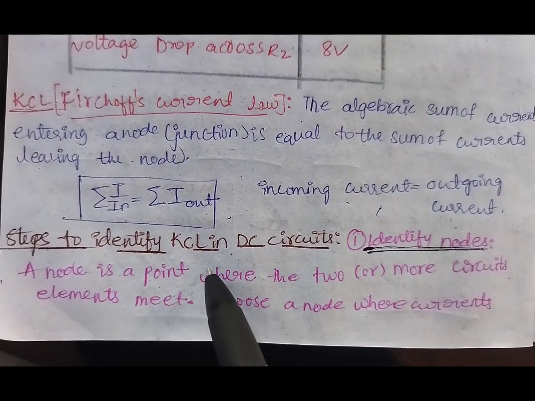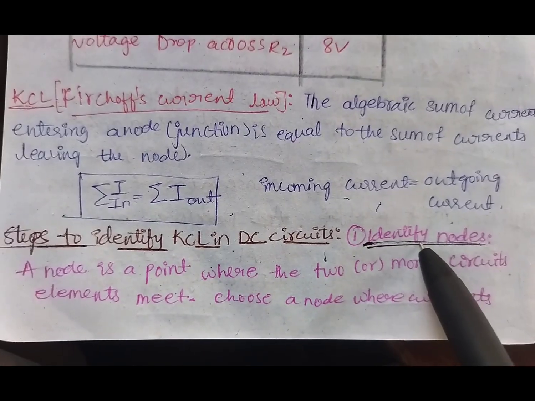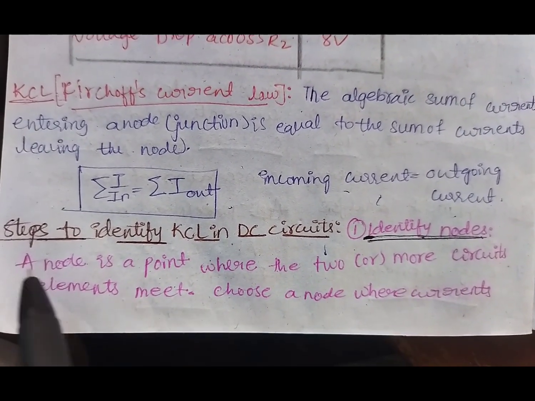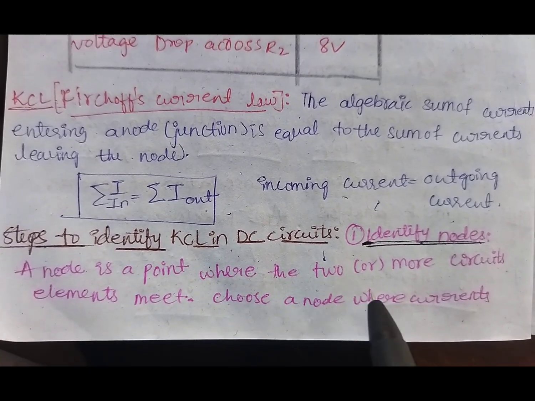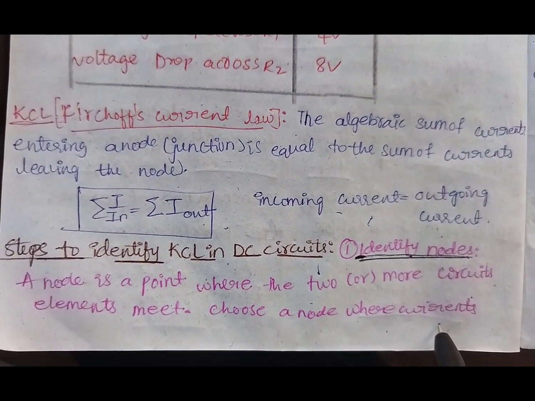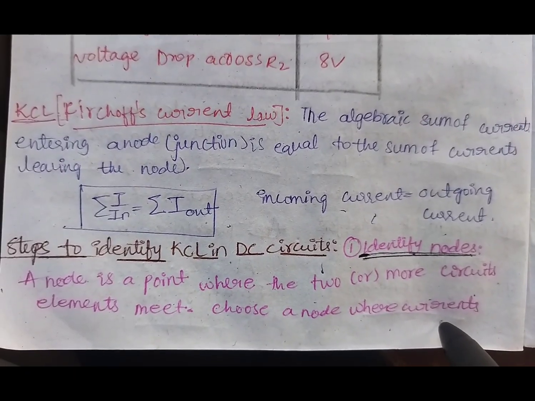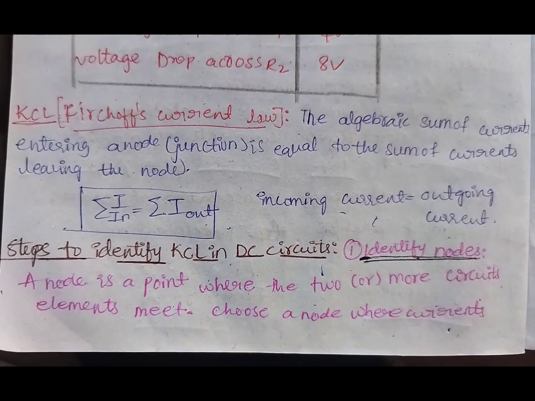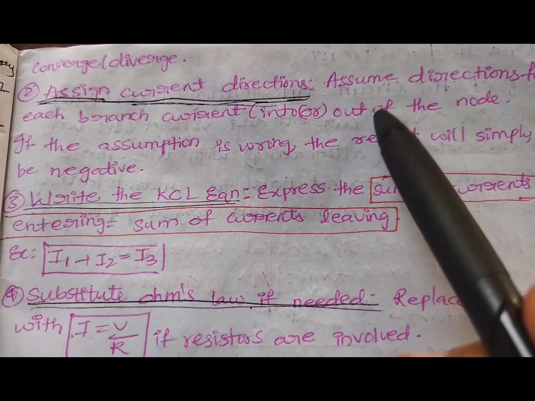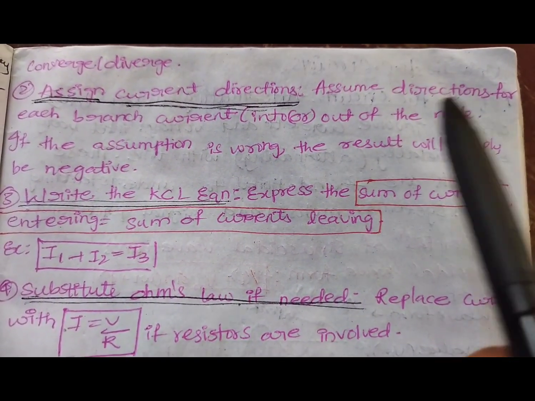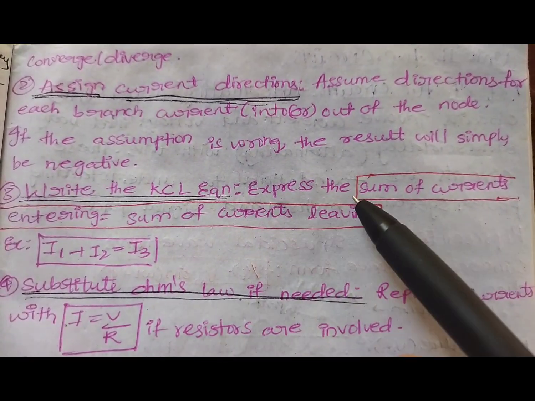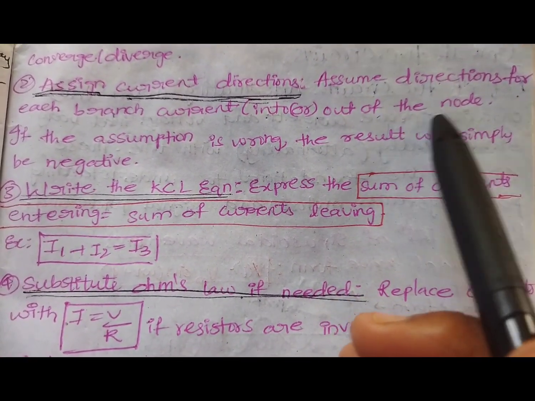Steps to apply KCL. First, identify the node. A node is a point where two or more circuit elements meet. Choose a node where currents converge or diverge. Next, assign current directions. Assume a direction for each branch current, incoming or outgoing at the node.